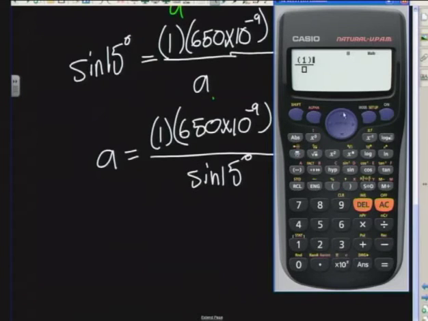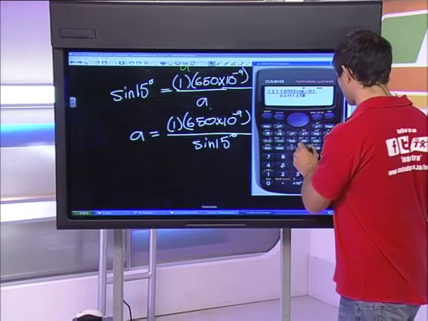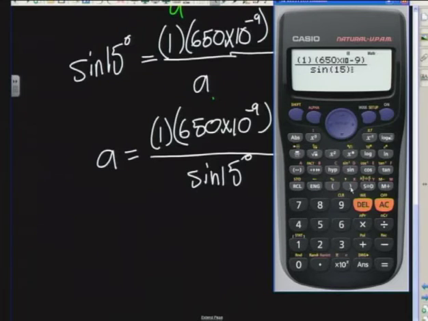Let's go back to our top. So 650 times 10 to the minus 9, and then down at the bottom what I've got over here is sine of 15. That's fantastic. So what I'm going to do now is just push my equals button. Let's close up all those brackets. Push my equals button. You're going to find a really, really tiny number over here.